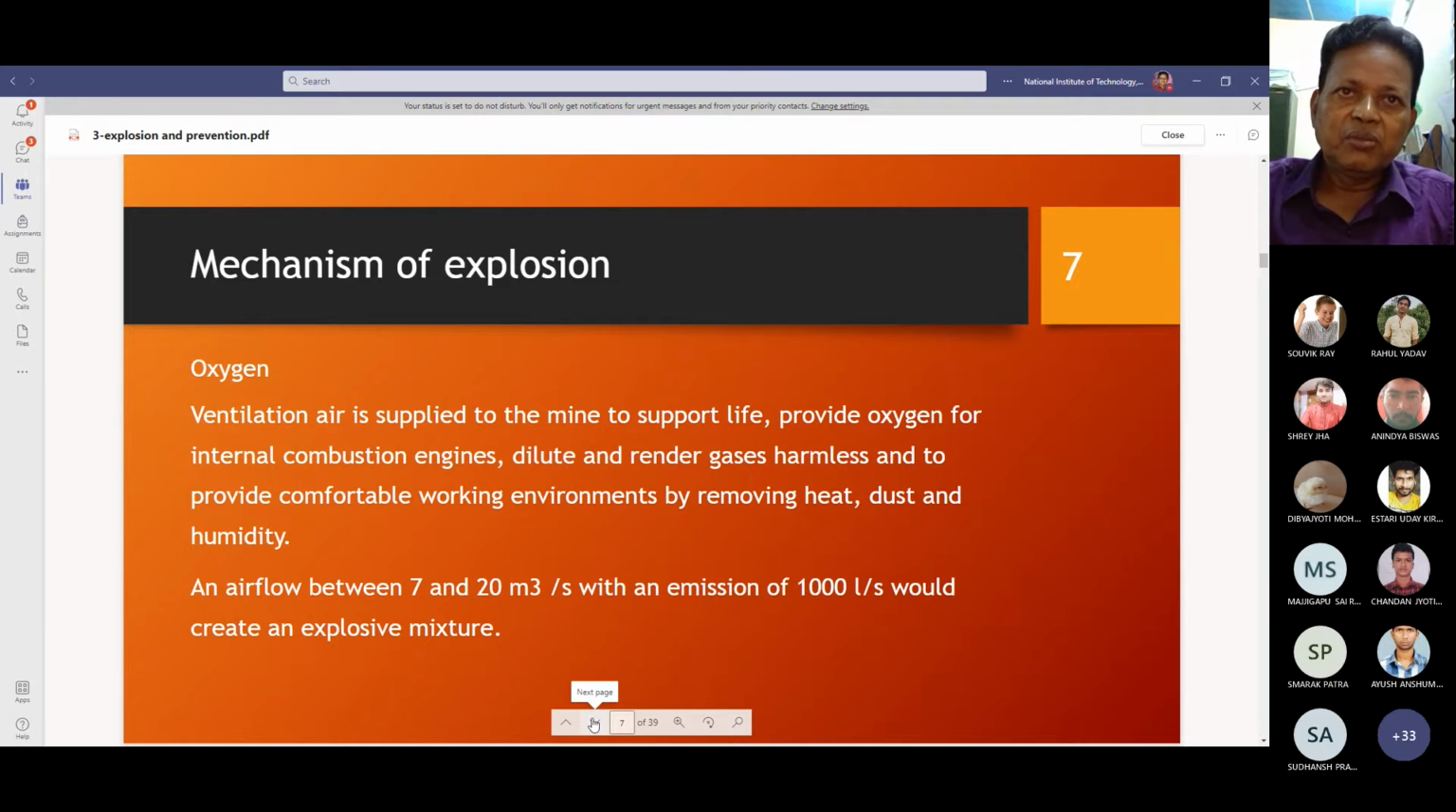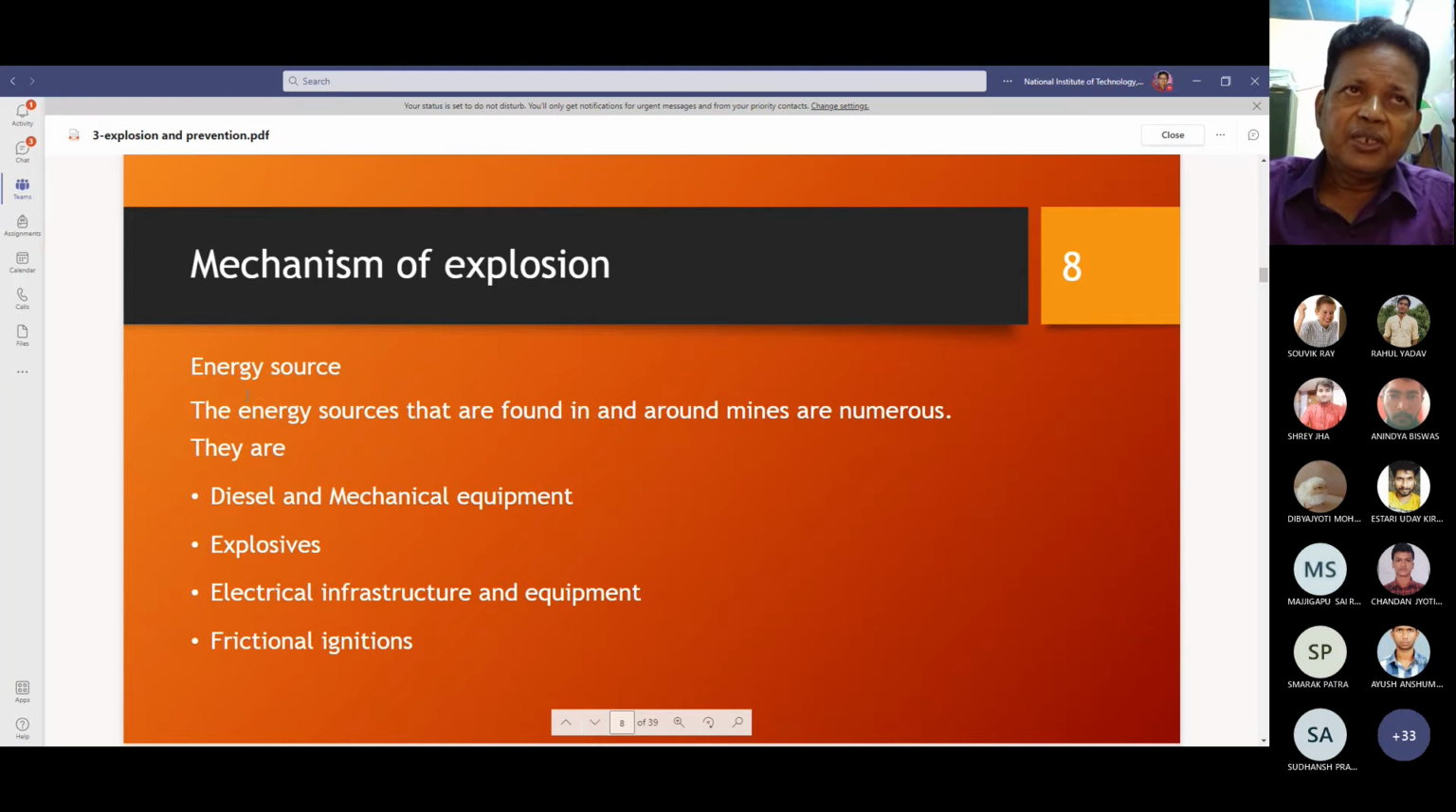an explosive mixture. The third important ingredient necessary for the explosion to take place is an energy source, an ignition source. The energy sources that are found in and around mines are numerous. They are diesel and mechanical equipment, explosives, electrical infrastructure and equipment, frictional ignitions. We have discussed different types of frictional ignitions: friction between metals and metals, friction between metal and rock, friction between rock and rock.